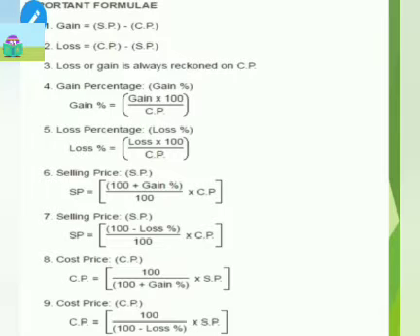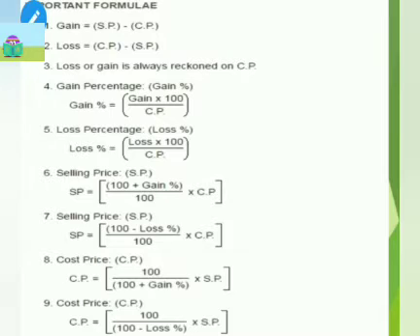Now the fourth formula is gain percentage. In order to calculate gain percentage, the formula is gain upon CP multiplied by 100. Similarly, loss percentage is equal to loss upon CP multiplied by 100. When you have to calculate the selling price and there is a gain, you can use the formula selling price is equal to (100 plus gain percent) upon 100 into CP, and selling price in case of loss will be equal to (100 minus loss percent) upon 100 multiplied by CP.